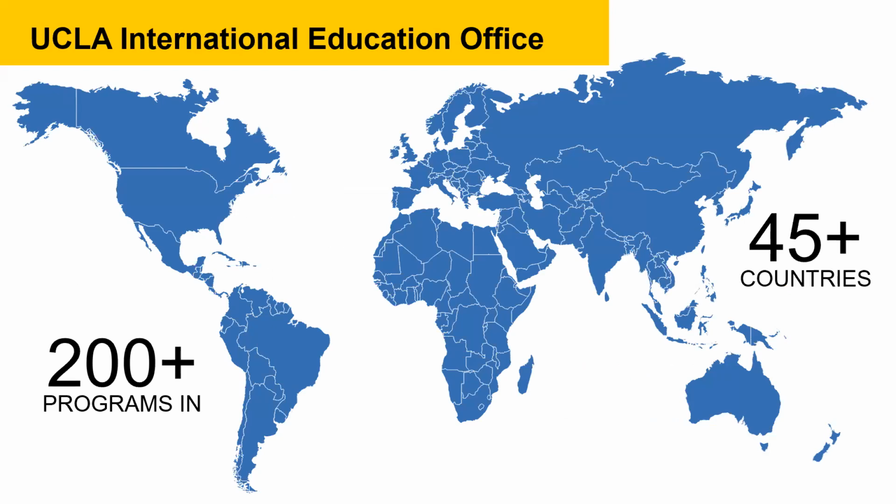Okay, so the International Education Office, altogether, we go to 45 different countries around the world. And we have more than 200 programs throughout the world, whether it be universities or study centers or specialized institutions. So a lot to choose from.